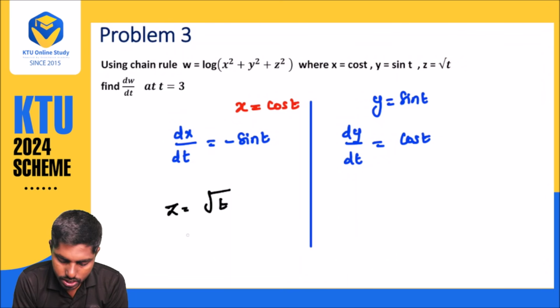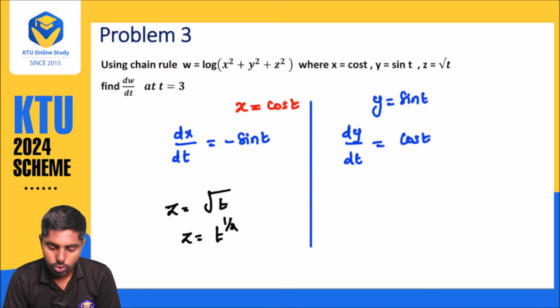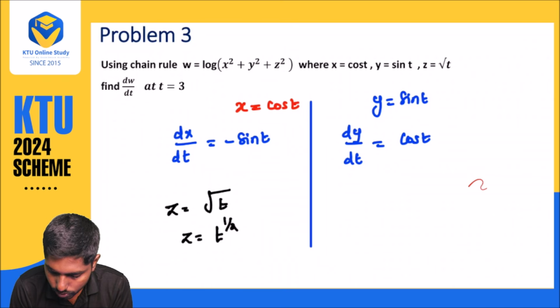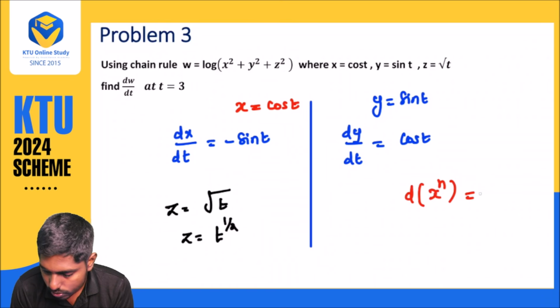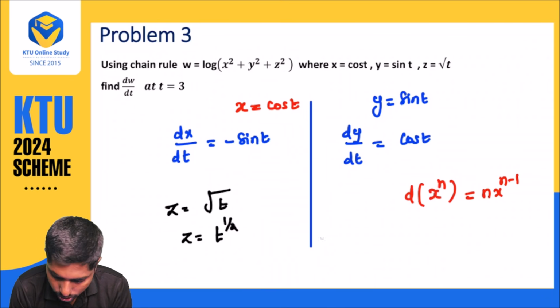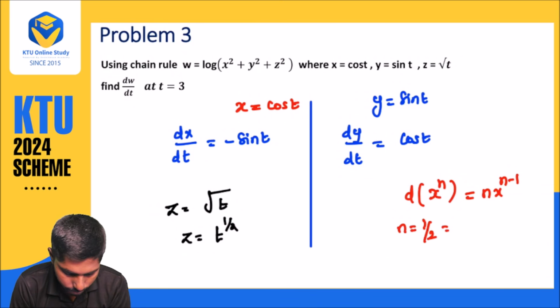So z is equal to root t. How can we say that? We can write it as t power 1 by 2. That is root t, which is t power 1 by 2. So what is the formula we know? The differentiation of x power n is n into x power n minus 1. So here n is equal to 1 by 2.